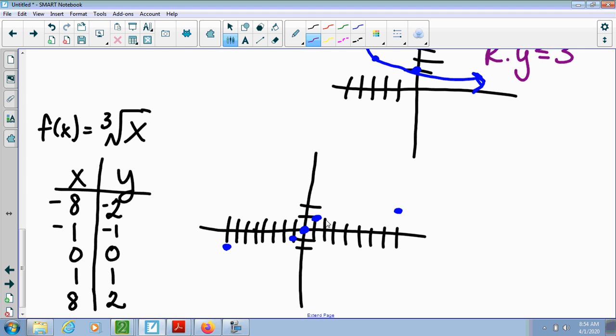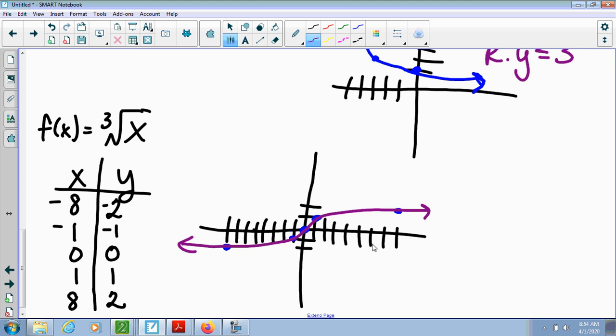This one's fun to do. It's like a little snake curve, little S curve kind of. So that is what your cubed root graph looks like.